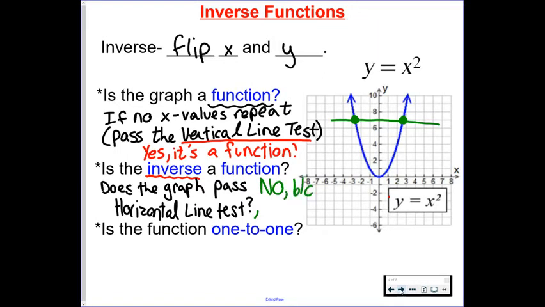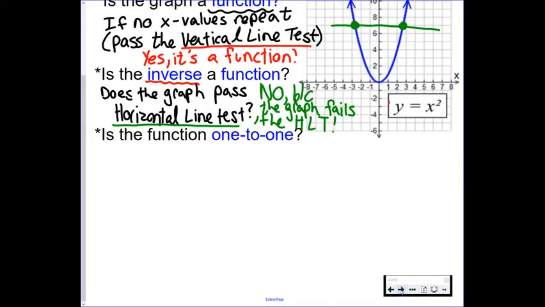So the inverse is not a function because the graph fails the horizontal line test. That's what that abbreviation stands for, horizontal line test. Your last definition for today is the function one-to-one?